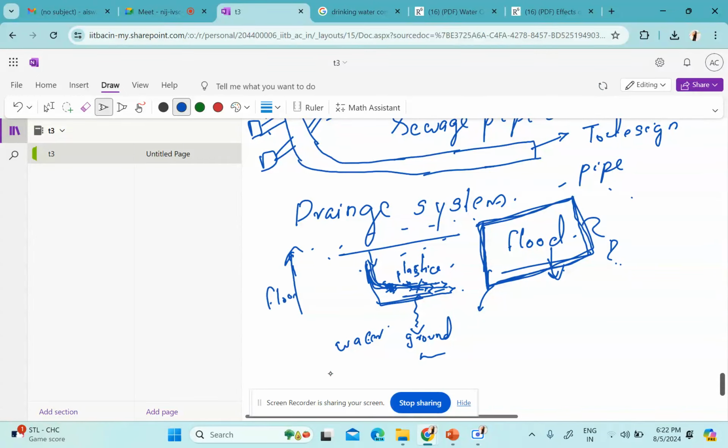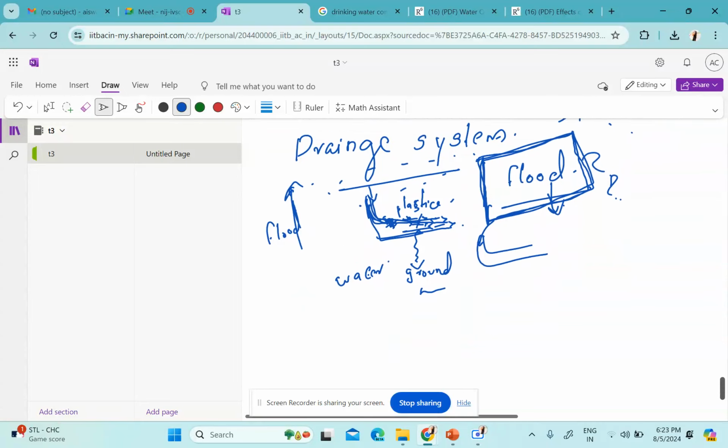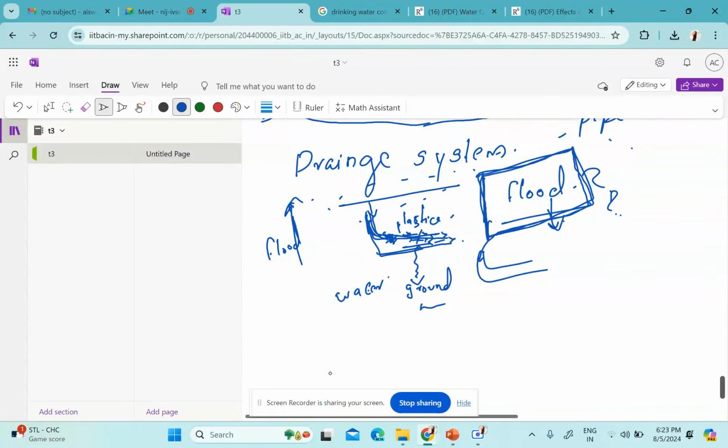So if we have an efficient drainage system for the storm water separately, and also for the industry separately, and also accounting for the amount of water, we have to build the system efficiently. If the system is not efficiently built, then the chances of flood are very high. So on what basis can we design a good drainage system?